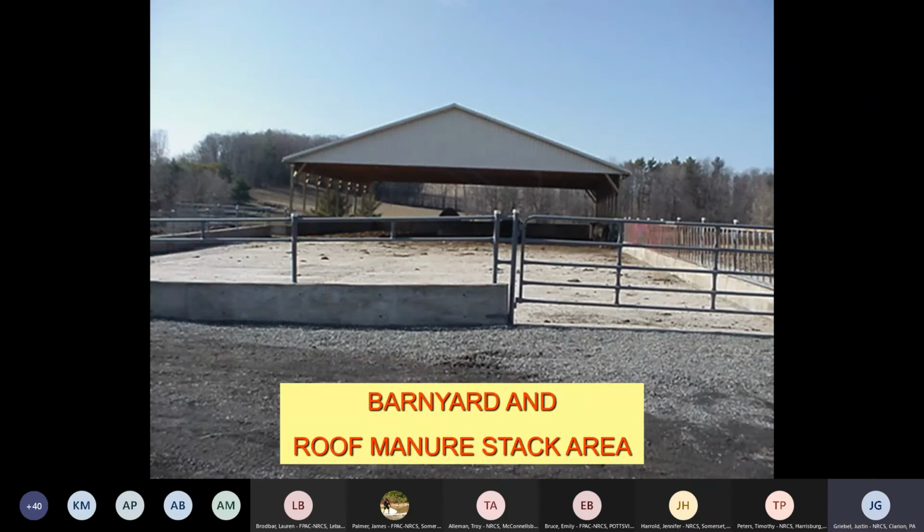Good shot of a roofed waste stacking facility with an open barnyard. We do that open barnyard whenever we have good soils in the vicinity of our project. We have to use the least cost alternative. So if there's good soils, it's generally cheaper to catch the water off the lot and put it to a vegetated treatment area than build a roof over the entire project.